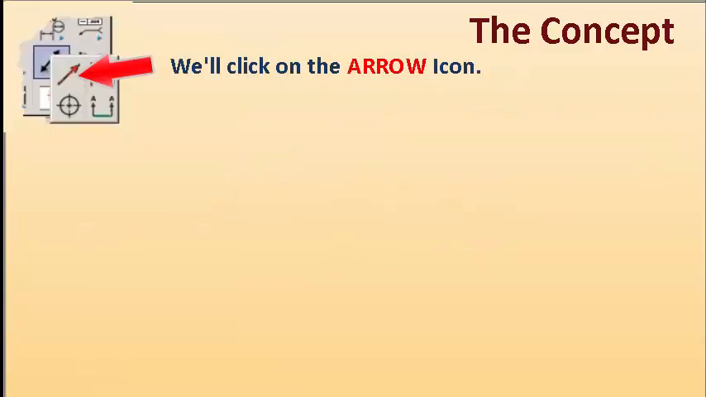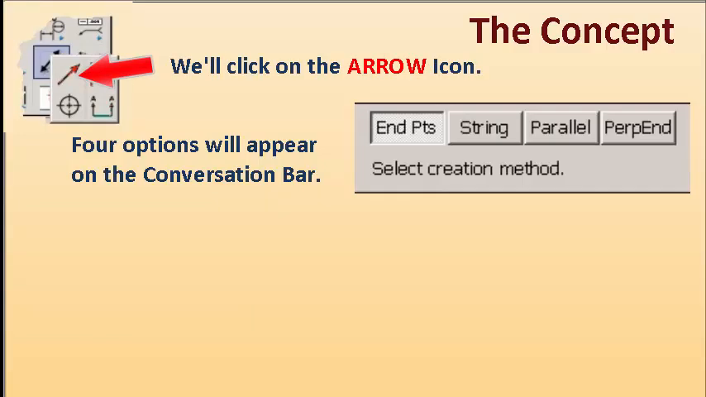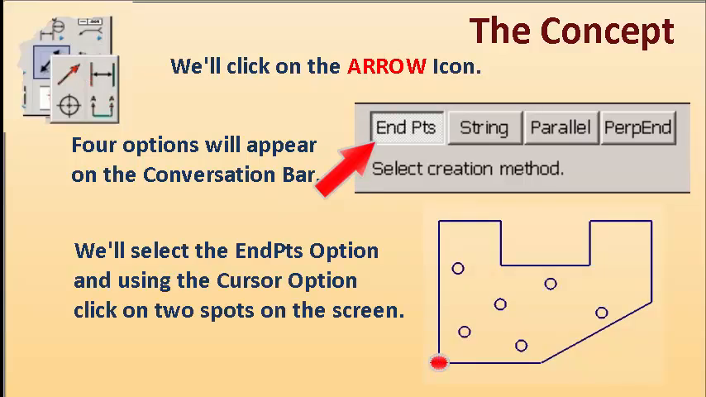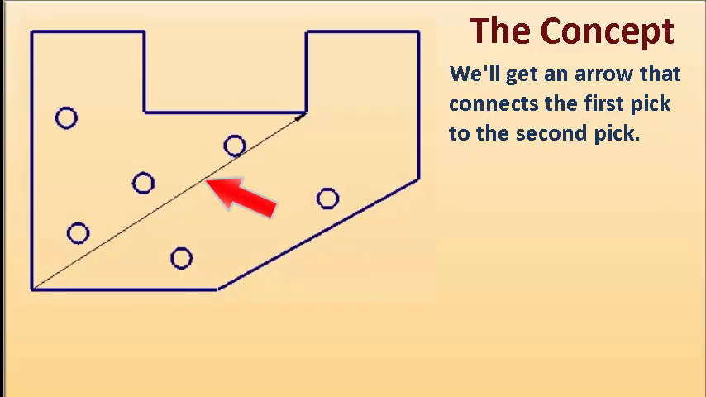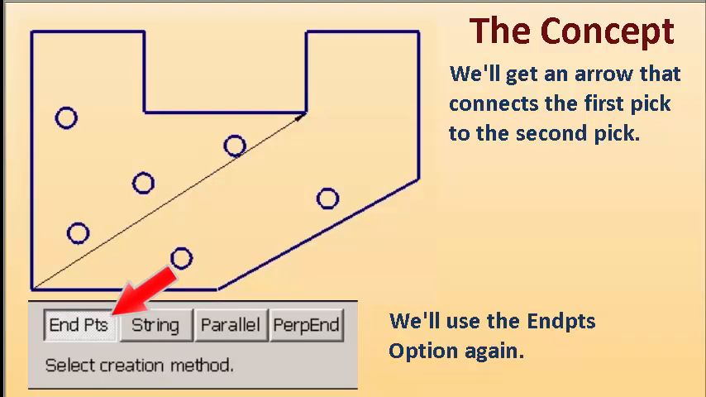We'll click on the arrow icon. 4 options will appear on the conversation bar. We'll select the endpoints option, and using the cursor option, we'll click on 2 spots on the screen. We'll get an arrow that connects the first pick to the second pick.